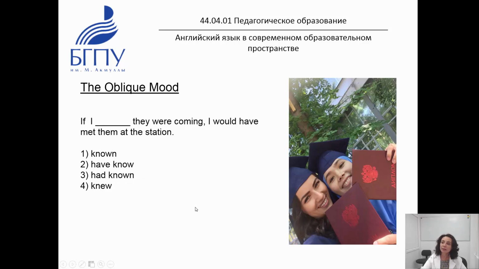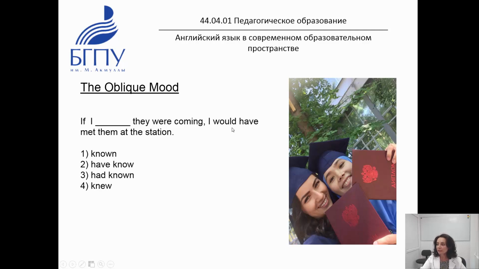Let us consider another sentence that's on the screen. If I, then comes the insertion, they were coming, I would have met them at the station. In sentences like that, if they consist of two clauses, the main clause "я бы сделал что-то, если бы я сделал что-то", we should bear in mind the situation in the main clause. Let us consider the main clause first. I would have met them at the station.